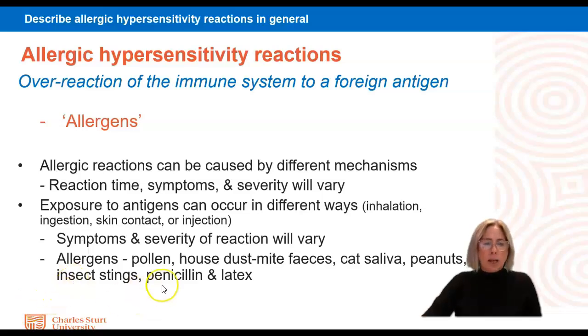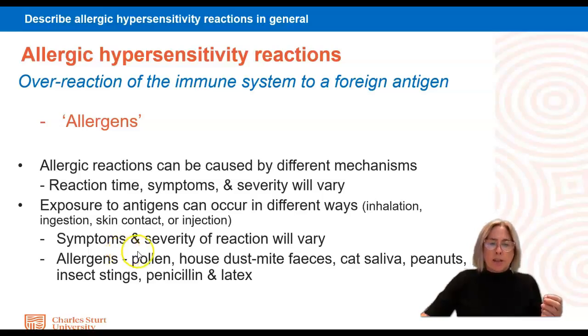Exposure to the particular allergen or antigen can occur in different ways. So inhalation, so maybe inhalation of pollen in some people can trigger one of these. Ingestion, say of a peanut in some people. Skin contact, so exposure to latex in gloves or maybe some kind of plants. And injection as well. So some people do get these allergic hypersensitivity reactions, say to an element of a vaccine, which thankfully is rare, but it does happen.